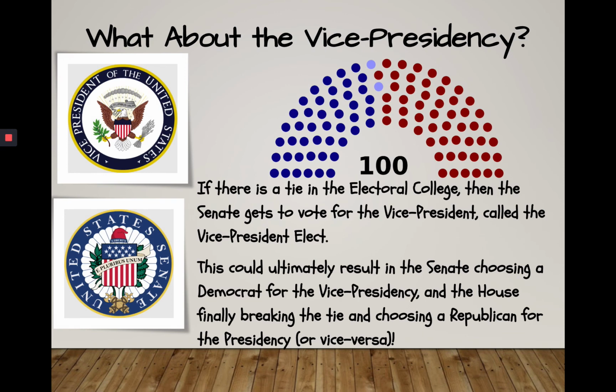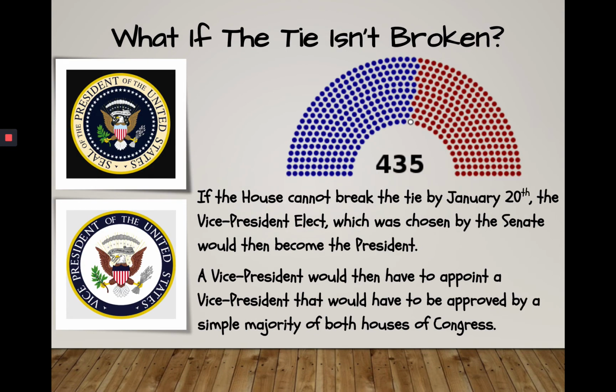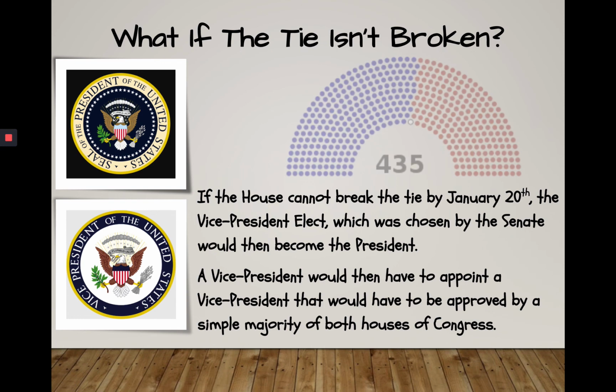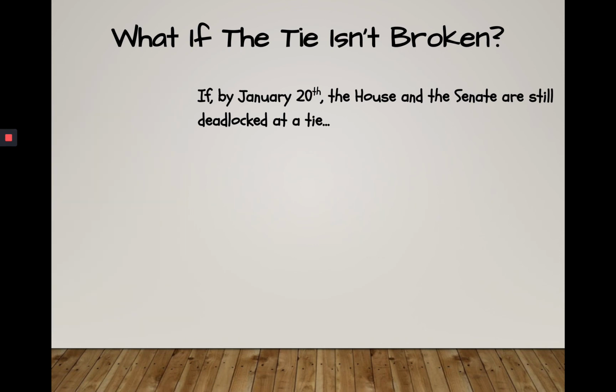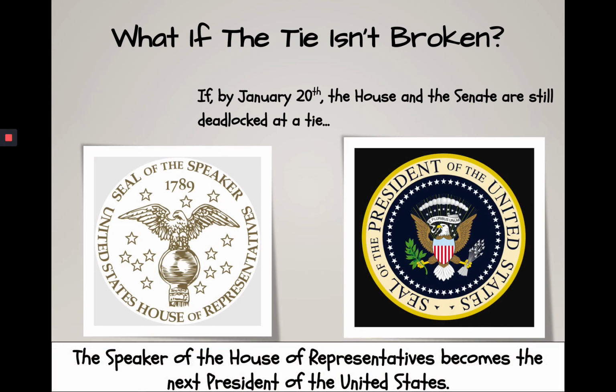there's 100 members of the Senate. They each vote on the vice president. If they have a tie, then the vice president becomes president, and he or she appoints a vice president. Oh my gosh. And if it's all still a tie by January 20th and Congress can't figure it out, well, then the Speaker of the House of Representatives, in this case Nancy Pelosi, would just become the next president. So if Trump and Biden tie and Congress ties and everybody ties, the Speaker of the House would become the President of the United States.